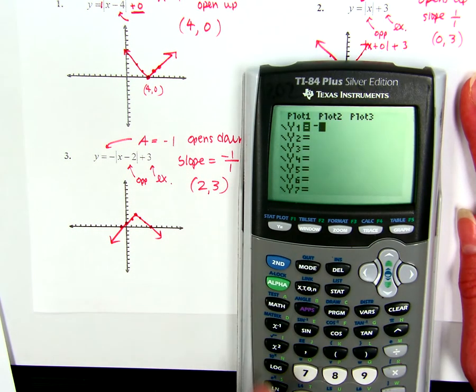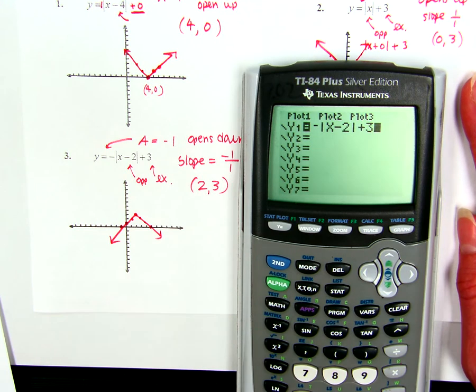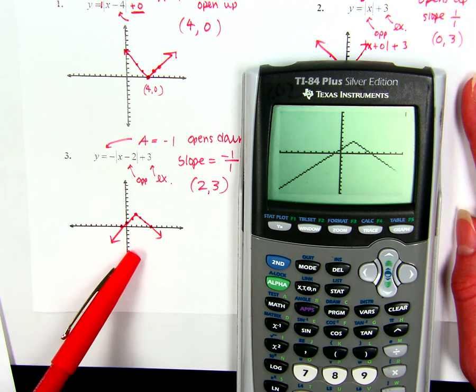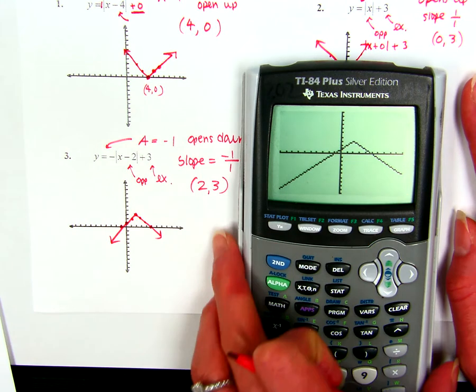So I'm going to type in negative, then I'm going to go get the absolute value symbol, x minus 2, move over, and then put the +3 on the outside of the absolute value. And when I hit graph, it should look exactly like what I have on my paper. Notice I just put the arrows, but your calculator continues drawing.